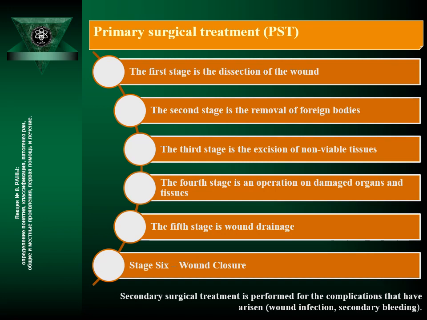Secondary surgical treatment, in contrast to primary surgical treatment, is mainly performed due to resulting complications. Most often it is either the development of a wound infection or the occurrence of secondary bleeding, when we have to go inside again, analyzing this wound in layers, that is, expand it, find the bleeding site, and stop the bleeding.